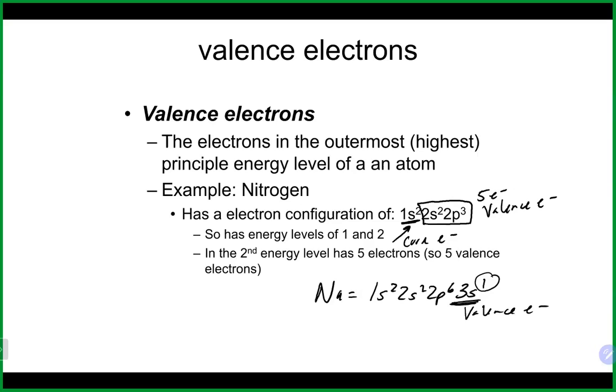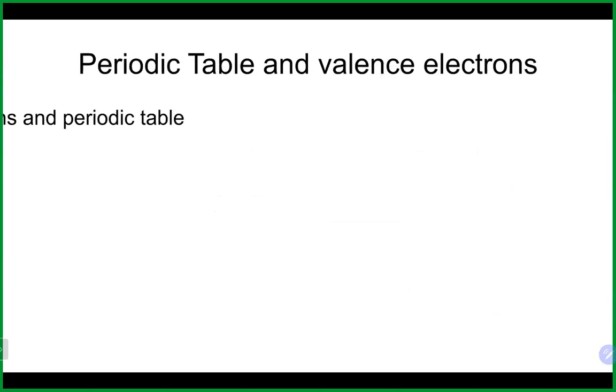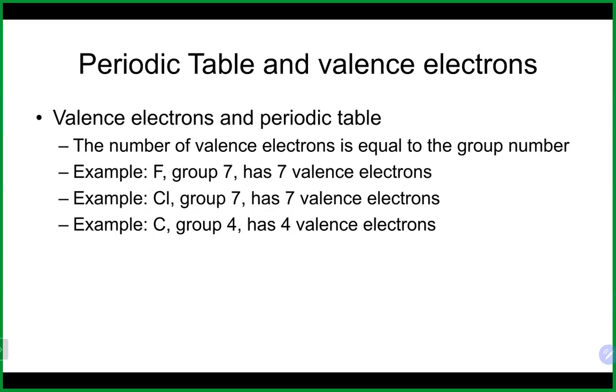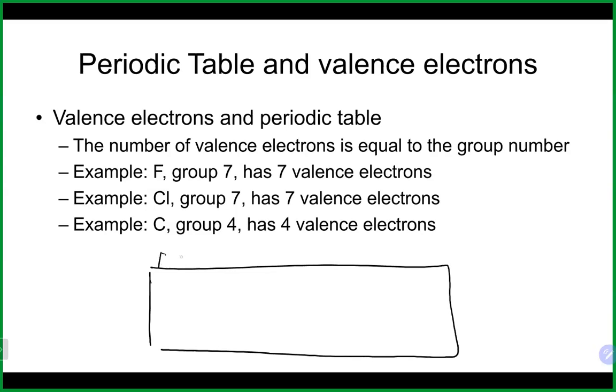So one way that you can figure out valence electrons is to simply write the electron configuration, but probably the easiest way to do it is you can figure out the number of valence electrons based on the group number on the periodic table. So if you look at a wonderfully drawn periodic table here, that's group 1, that's group 2, 3, 4, 5, 6, 7, and 8.